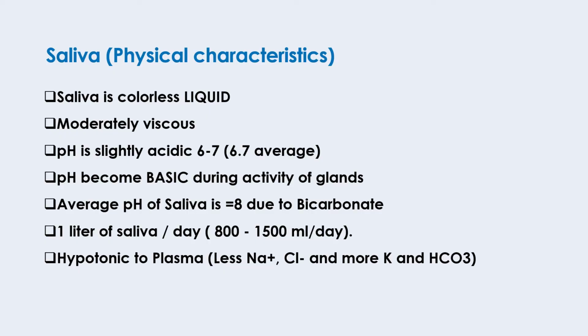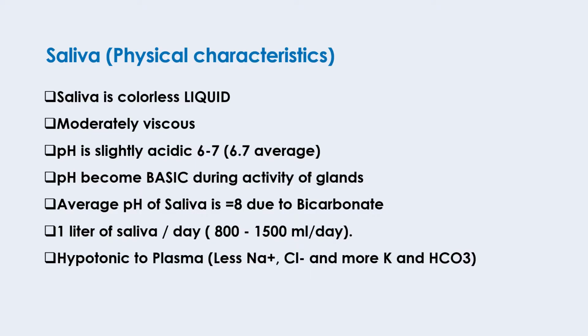First of all, we will have a look at the physical characteristics of the saliva, how the saliva looks. Saliva is basically a colorless liquid and it is moderately viscous. To understand how viscous it is, you can take the example of corn soup. The thickness of the saliva is almost less than the thickness of the corn soup.